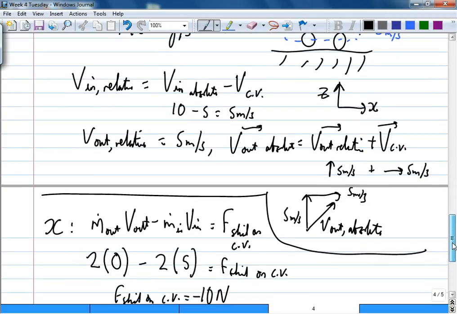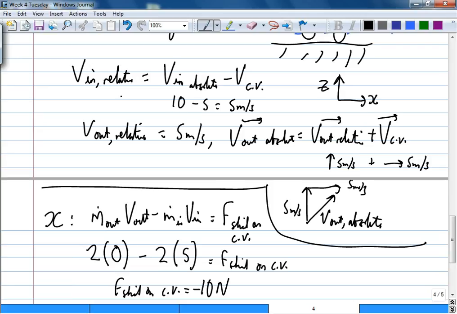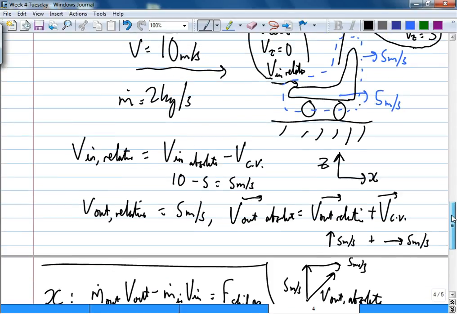Repeat again. This one you don't need to add vectorially, because this vector is in this direction and this vector is in this direction. If they are in the same direction, then adding the vectors is okay. So V in absolute is this way, 10 meters per second. Velocity of the control volume is that way, 5 meters per second. So 10 minus 5 in this way gives you 5 meters per second. Is that okay?